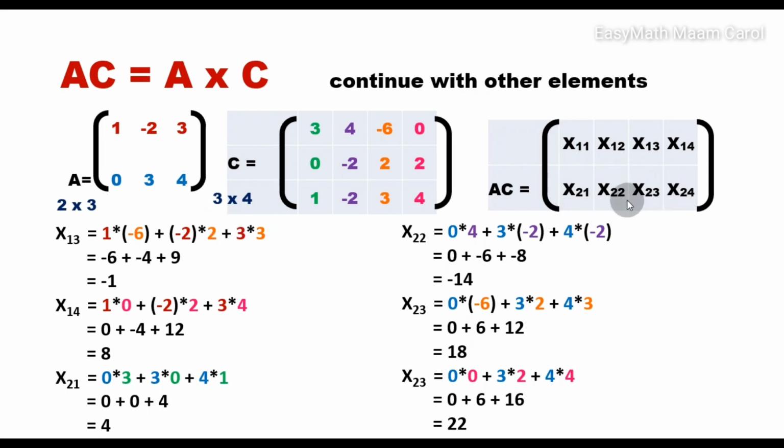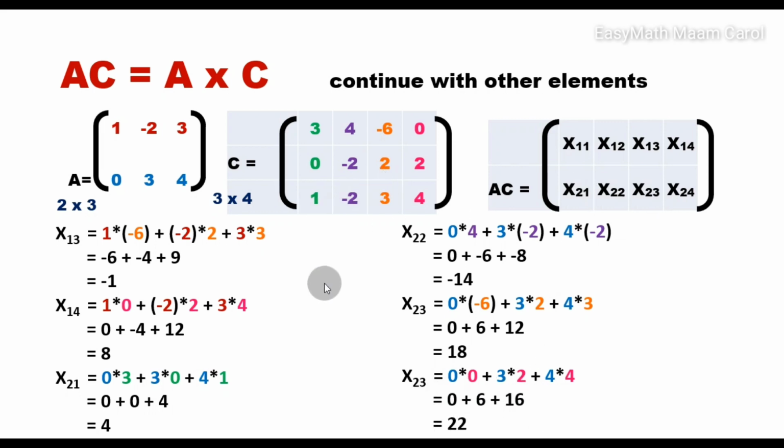And then adding this, we have negative 14. And then next element, so 0 times negative 6, 3 times 2, 4 times 3, and the product would be, so ito, 0 siya. 0 naman yun. And then this is 6, and this is 12. And then adding, we have 18. Then finally, we multiply 0 by 0, 3 times 2, 4 times 4. So we have 0, 6, 16, and adding, the answer is 22.